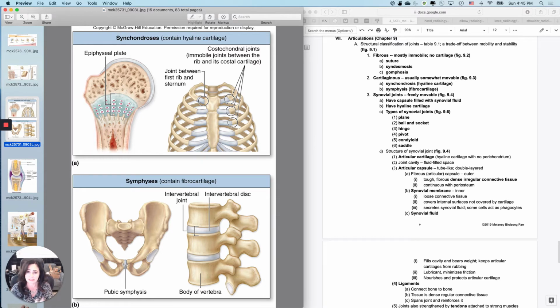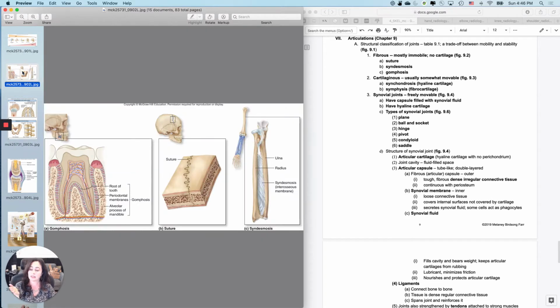And then the symphyses, you've heard of the pubic symphysis. It's where your two pubic bones come together. There is a pad of fibrocartilage in there, so that is a symphysis. But also the intervertebral discs between your vertebrae go bone, fibrocartilage, bone. So that's a symphysis as well. So these are wigglier than the fibrous joints, but they're not the most wiggly joints.